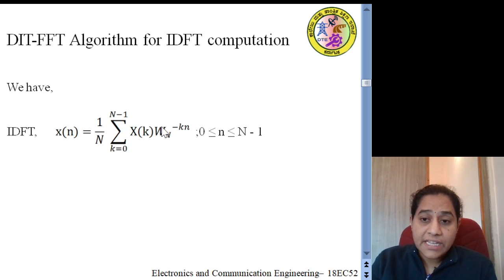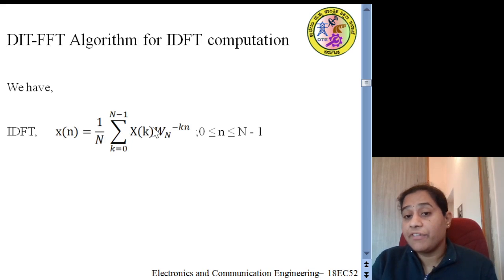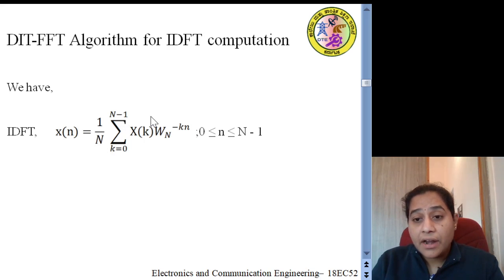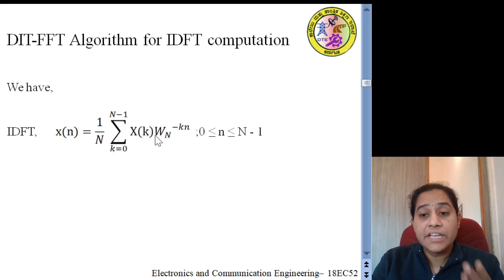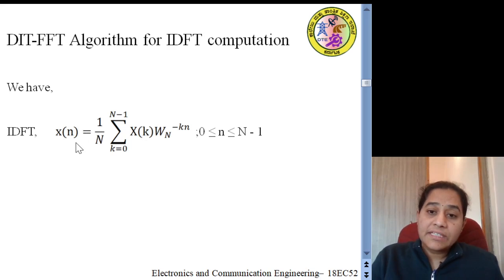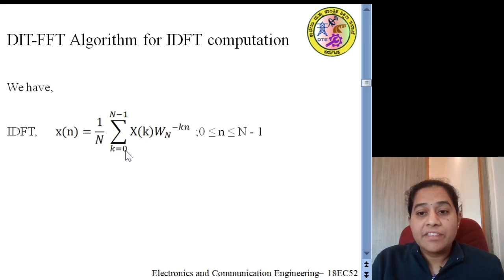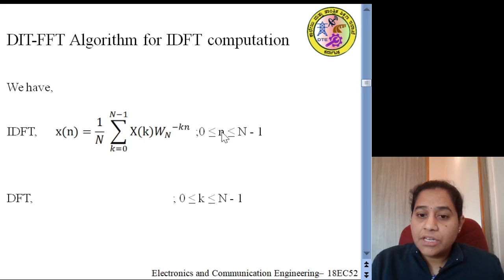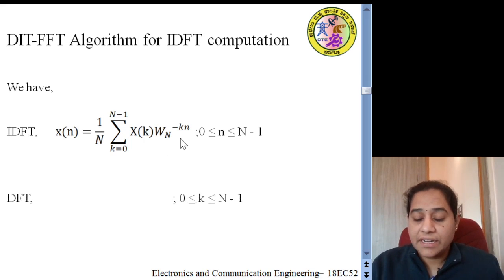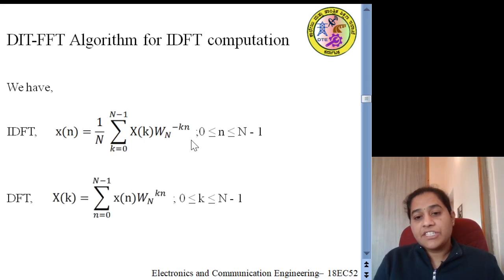As we know, X of k is the DFT, that is the frequency domain signal, which we obtain by taking DFT on x of n. But what exactly we are doing here is retrieving or reconstructing the time domain sequence from these frequency domain samples. So IDFT is given by x of n is equal to 1 by N, summation k varying from 0 to N minus 1, X of k into W_N raised to the power of minus kn. Here the value of n is varying from 0 to N minus 1, and this W_N is nothing but our twiddle factor.